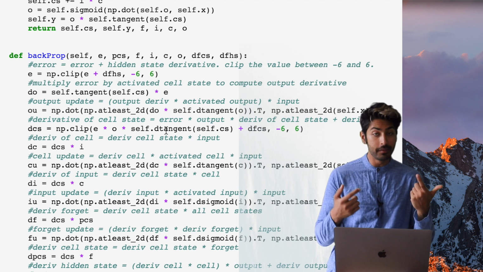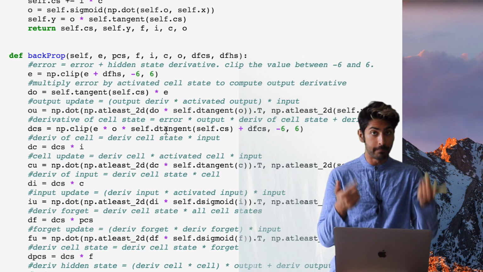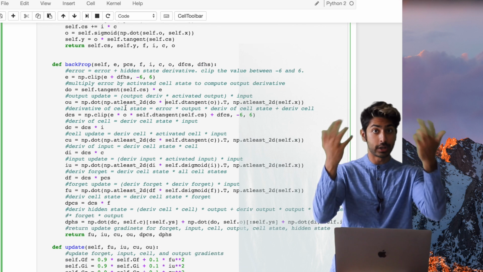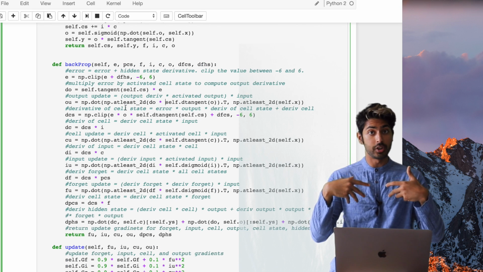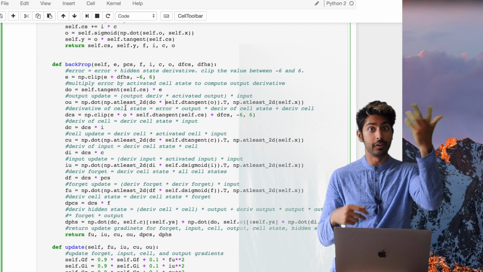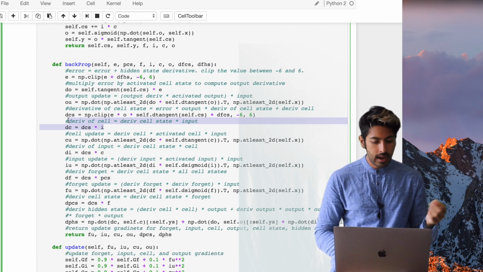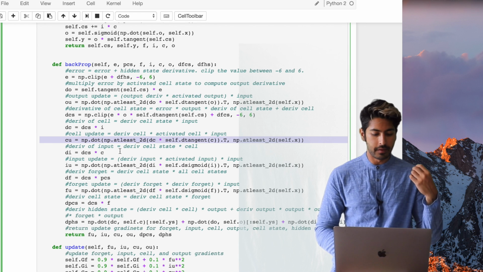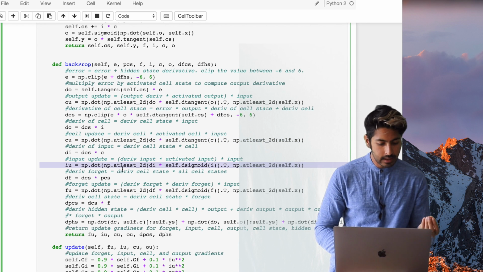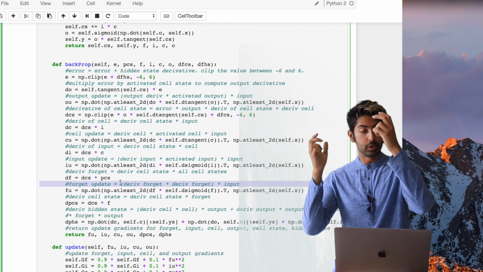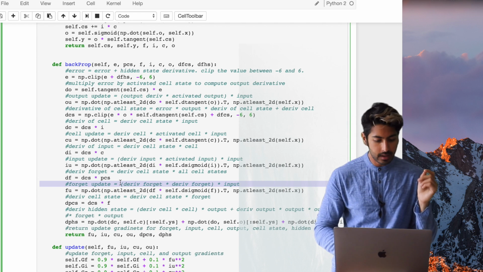So we're computing derivatives of all of these components in the backwards order as before, which means the forget gate computation or update will happen near the end instead of near the beginning. And so then we're computing the derivative of the cell, and then the cell update, the derivative of the input update, the derivative of the forget update. So you see what I'm saying? We're computing gradients and then we're updating them, right?